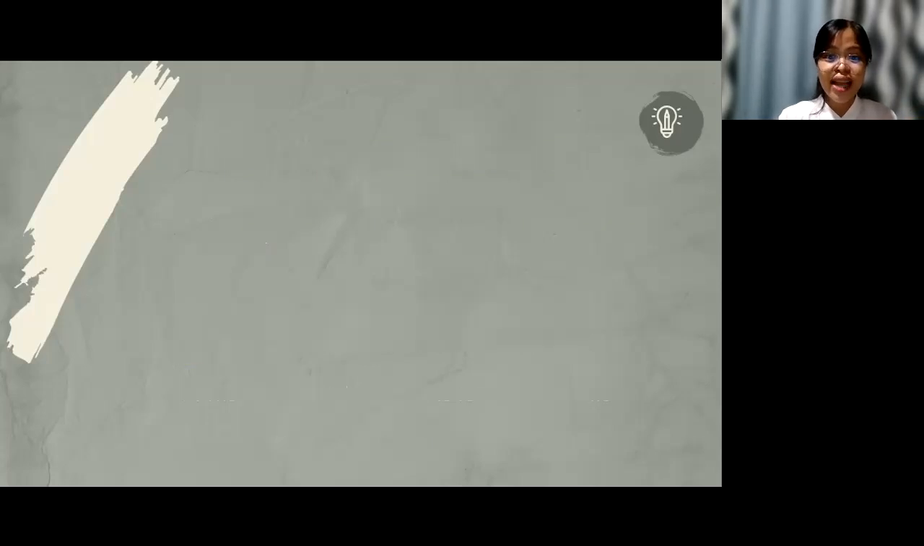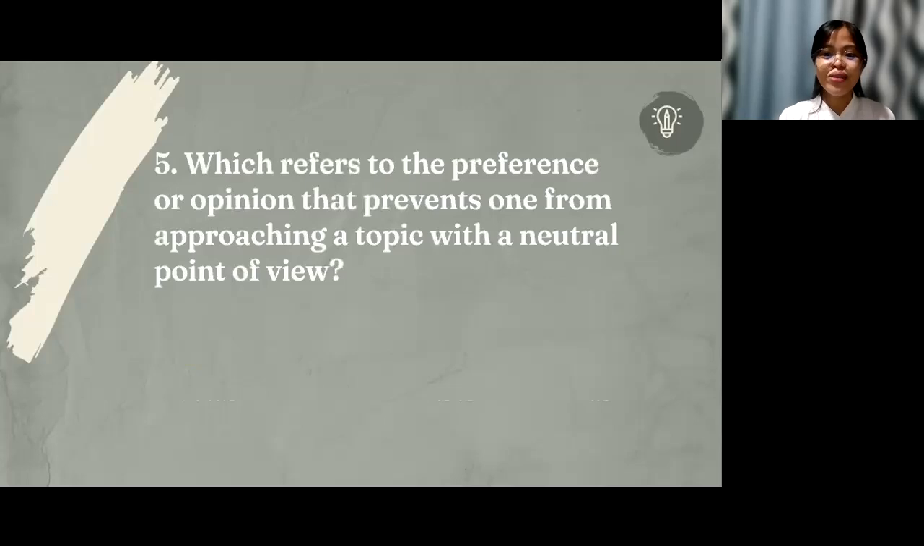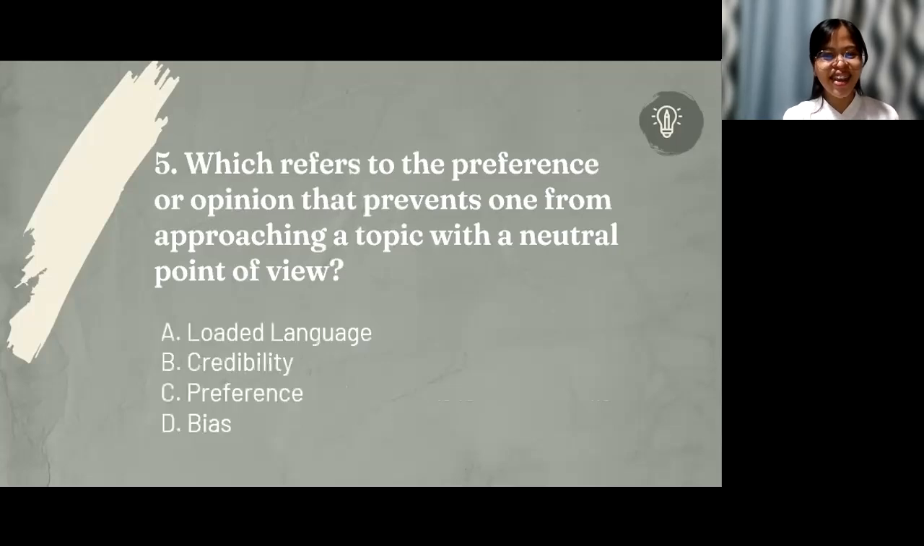And let's move on to the last item, which refers to the preference or opinion that prevents one from approaching a topic with a neutral point of view. What do you think is the correct answer? A, loaded language; B, credibility; C, preference; or D, bias? What is your answer? If you say D, then you're correct.